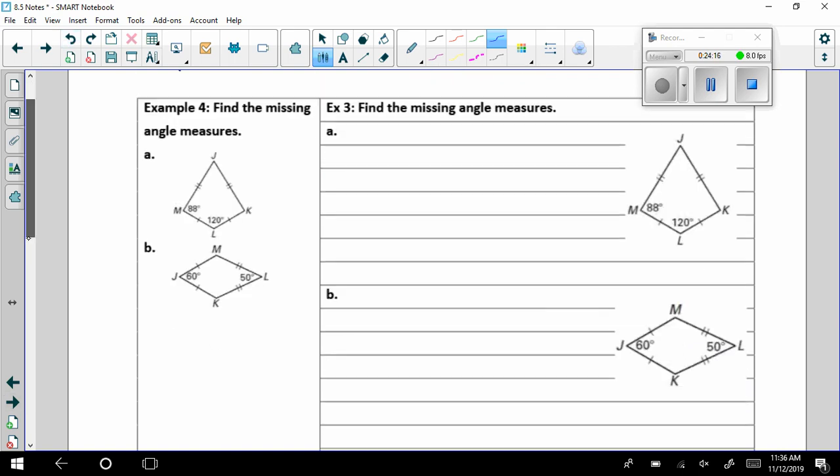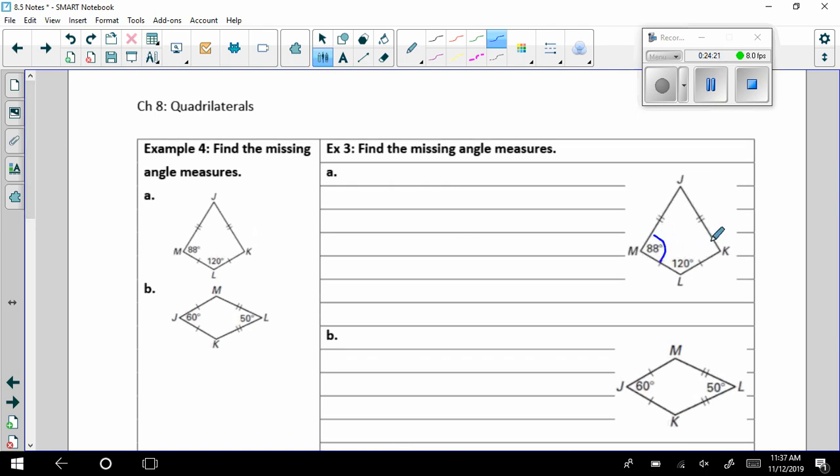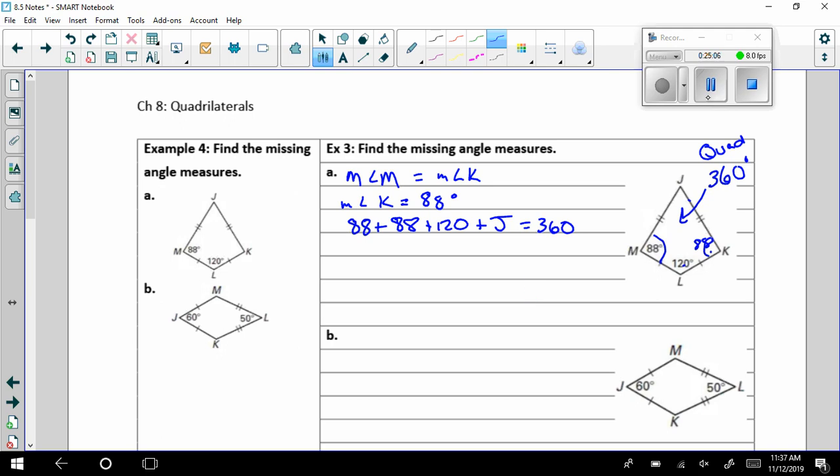So using those properties to find missing angle measures. So again, knowing that M and K are congruent or equal. So the measure of angle K is 88 degrees. All four of these add to 360 because it is a quad. All right, so if we have 88 plus 88 plus 120 plus, we'll call it J because it's angle J, all should add to 360 degrees. So combining those like angles, we have 188 plus j equals 360. So the measure of angle j would be 360 minus 188, which is 172.